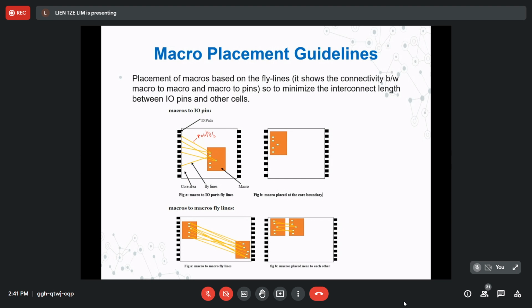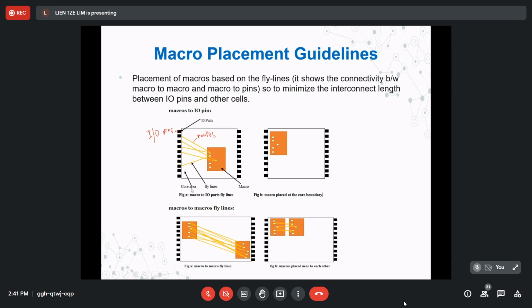From the blocks to the input output pad, this is actually the pins. And then you see that there are multiple routes here. These routes are called fly lines. You see the label here, they are called fly lines.